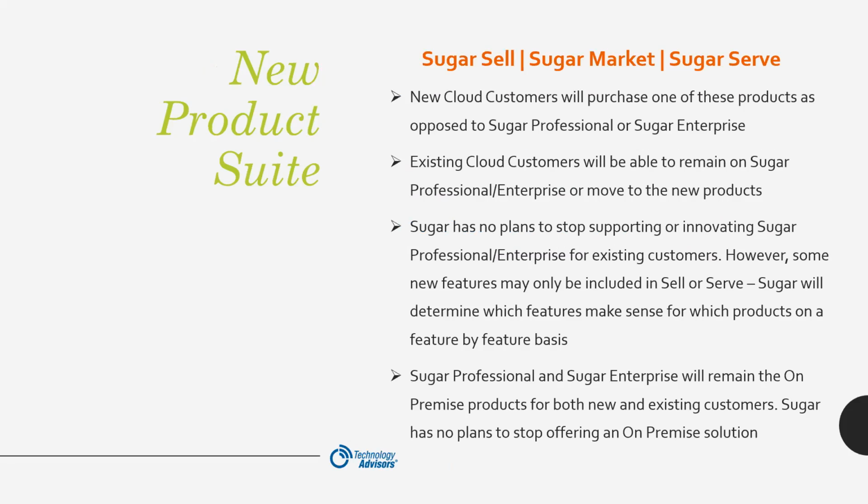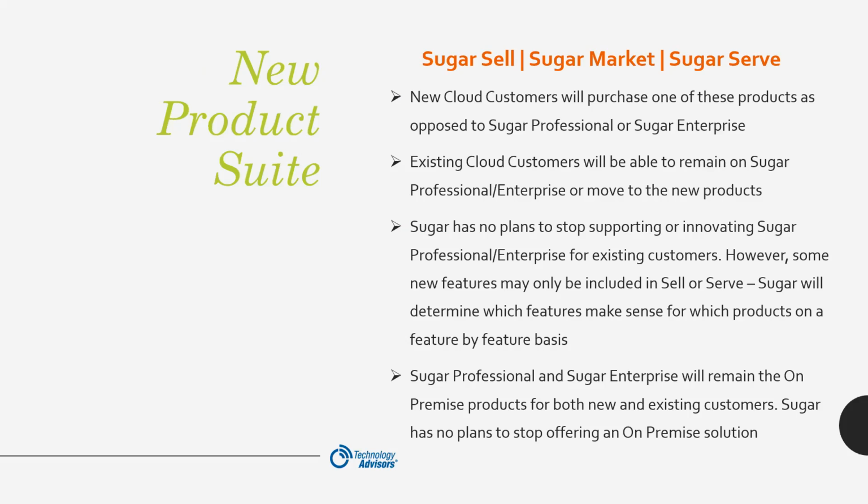So the new product suite is the 3 new products, Sugar Sell, Sugar Market, and Sugar Serve. And so what this new product suite means is, first of all, any new Sugar customers who are going to be hosted in Sugar's cloud will purchase one or more of those 3 products. They won't purchase Sugar Professional or Sugar Enterprise, which is what most of you existing customers would be using today.